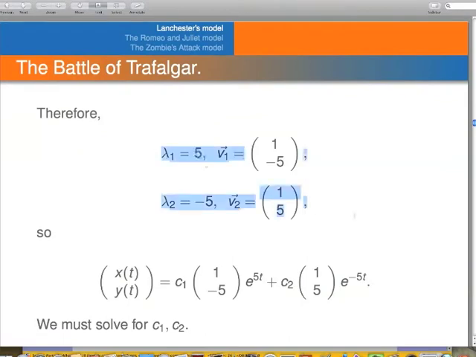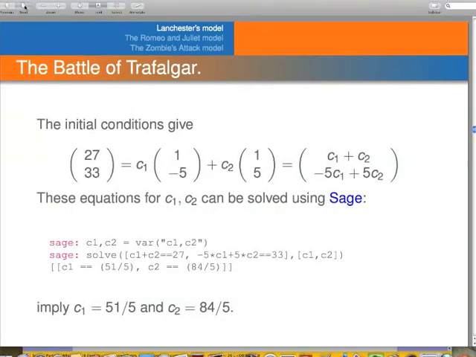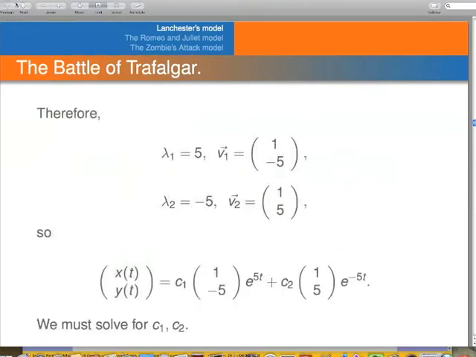Type that in here, you can see it more clearly. And now we enter them into the equation that we had before for the solution to the differential equation. All we have to do is use the initial conditions to solve for C1 and C2. 27 was the initial number of ships on one side. That's equal to C1 plus C2, by plugging t equals 0 into the equation here.